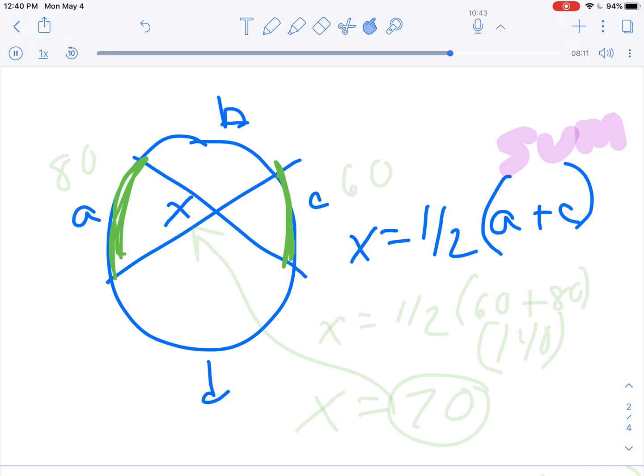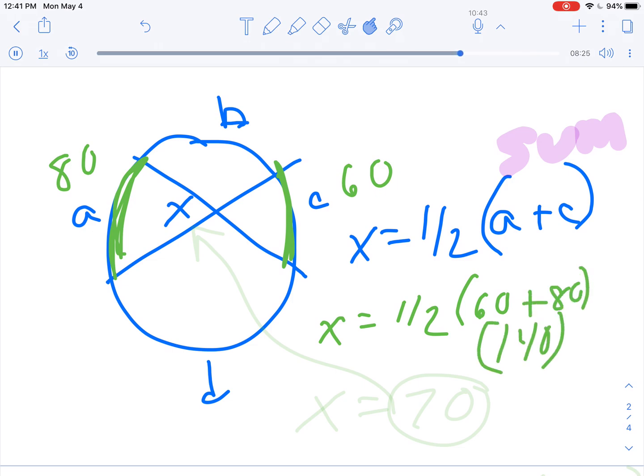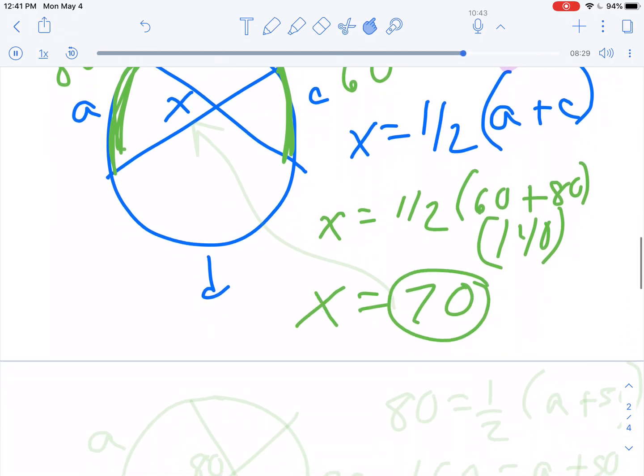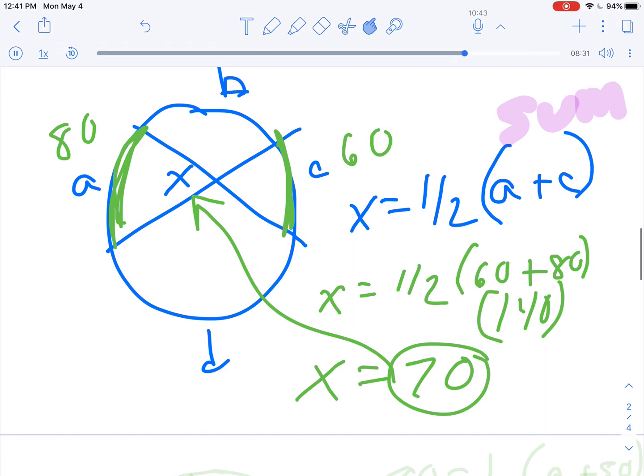So if A happened to be 80 and C over here happened to be 60, angle X then would be 1/2 of 60 plus 80, otherwise known as 140. Half of 140 would give you 70. Angle X would equal 70.